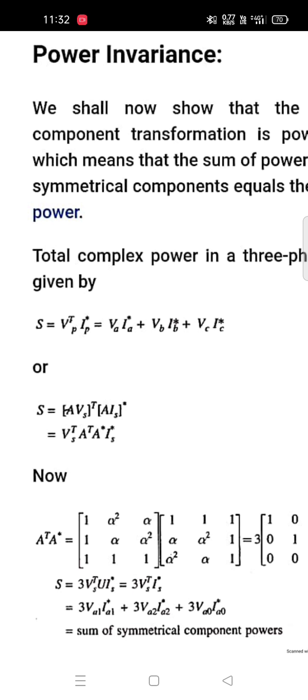Here Vs and Is are in terms of the three phase sequence, so they will be symmetrical components. First is the positive sequence, then the negative sequence and the zero sequence. So our equivalent of S is 3 into VA1 IA1 conjugate, plus 3 into VA2 IA2 conjugate, plus 3 into VA0 IA0 conjugate, the sum of symmetrical component powers.